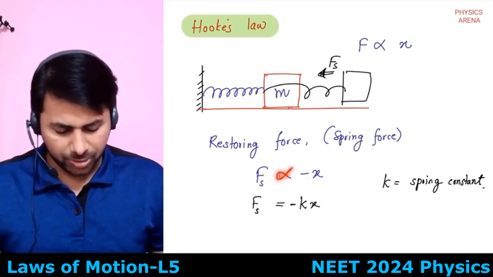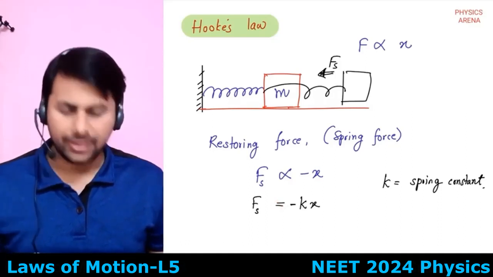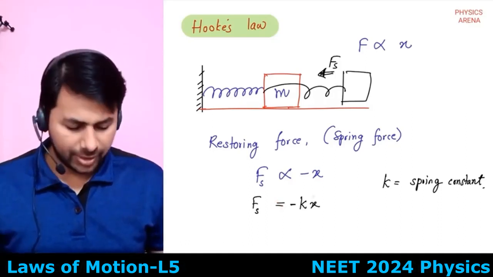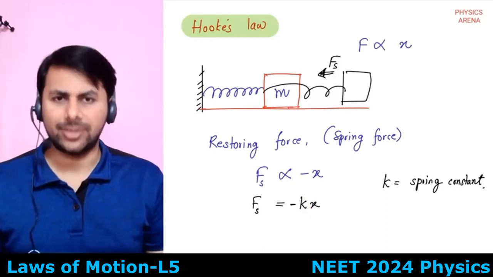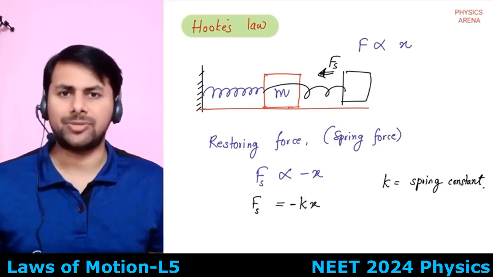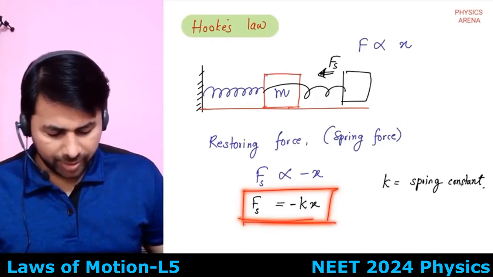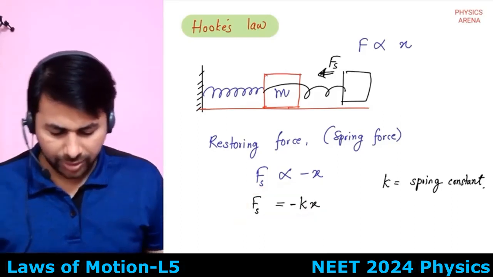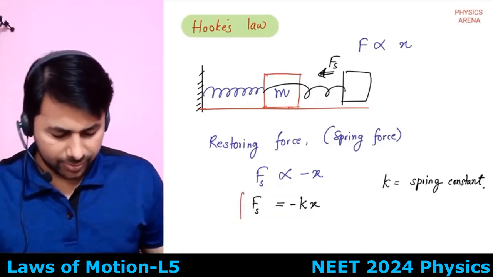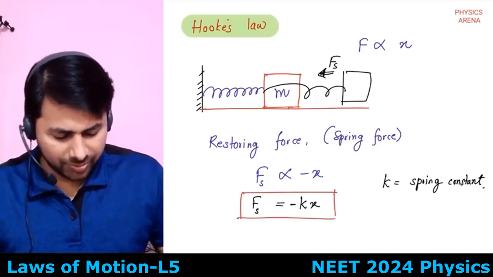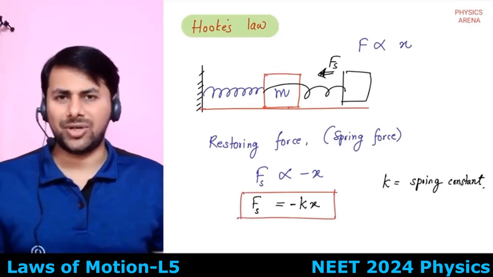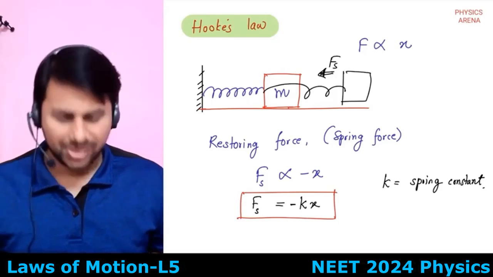And if you remove this proportionality sign and put an equality sign, a constant will come. That constant is known as the spring constant, different for different springs. Okay, so we need to remember this formula. It will come many times. It has started coming from this chapter and it will keep on coming. So this is Hooke's law.